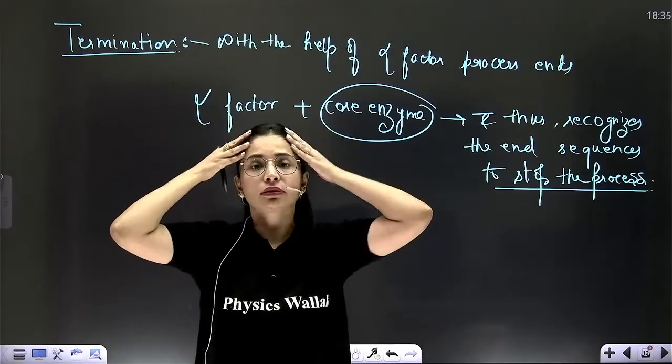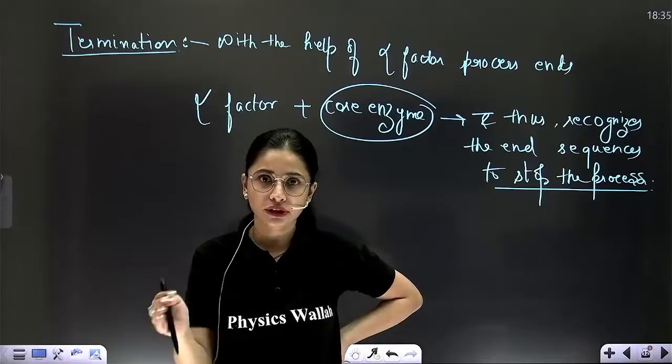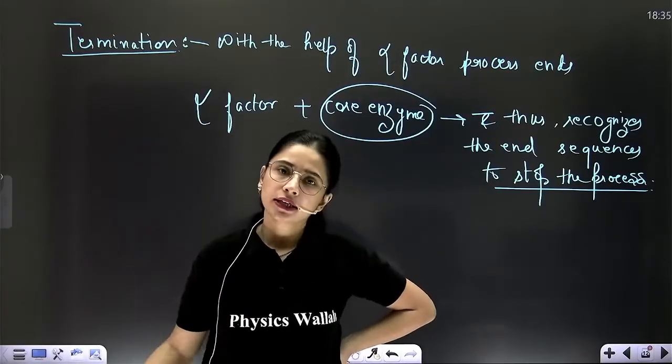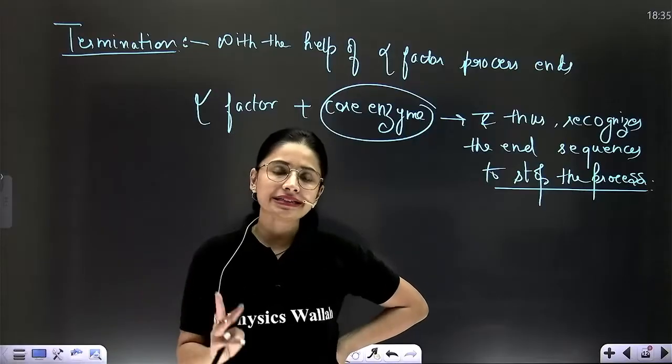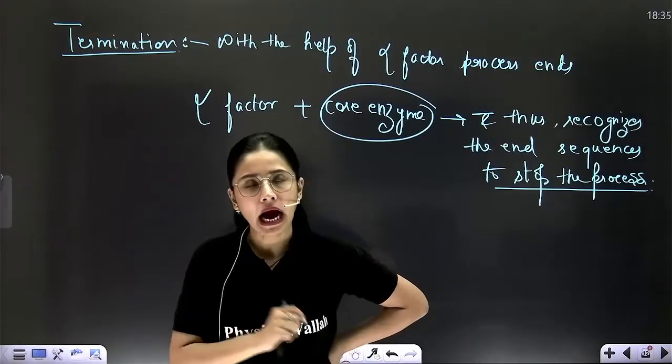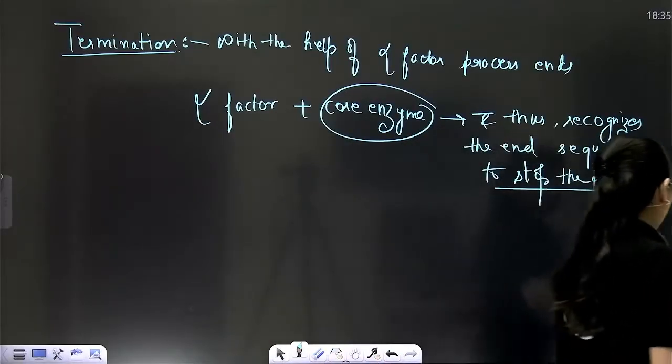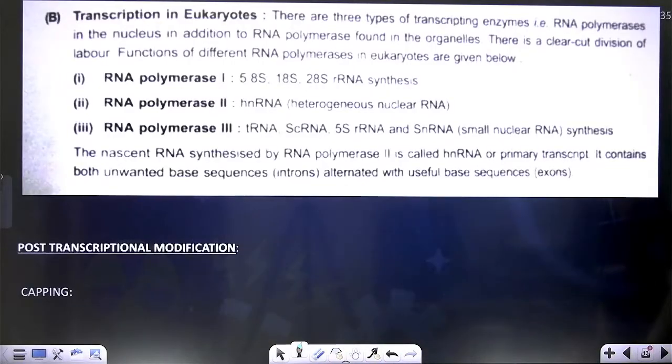So these are the three major steps of transcription: initiation, sigma factor; elongation, core enzyme; termination, rho factor. These three are important things which can be asked to you in the form of questions. Now whatever be the method, your transcription is completely done.